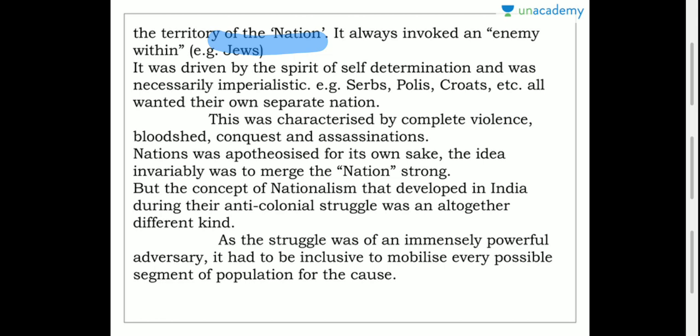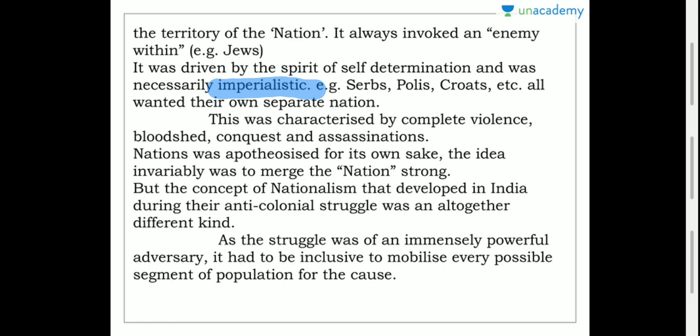The reason was it was driven by the spirit of self-determination. Self-determination की spirit से वो drive हुआ था. And therefore, because of self-determination, हर कोई चाह रहा था कि उनका अपना देश हो. And therefore, it was necessarily imperialistic.